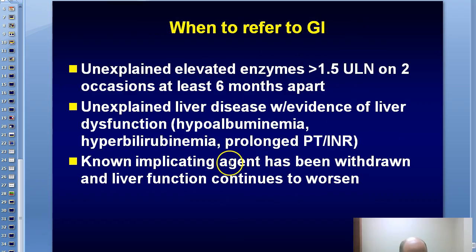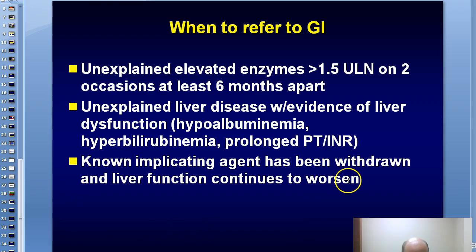There's when to refer to GI. Here's the key thing here: known implicating agent has been withdrawn and liver function continues to worsen. So that initial patient presents, you've identified, you've stopped all the hepatotoxic medications. If they're on a statin, you've taken them off that. If they were kicking back high doses of Tylenol, you've stopped that, or any products that contain Tylenol or acetaminophen. There are antidepressants that are considered hepatotoxic. There's lots of stuff that's considered hepatotoxic. Remember that first pass effect. A lot of stuff goes to the liver, right?